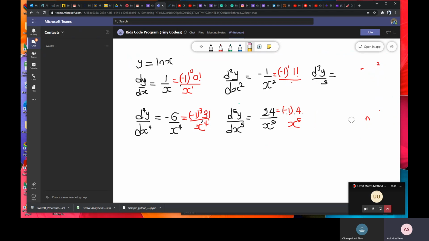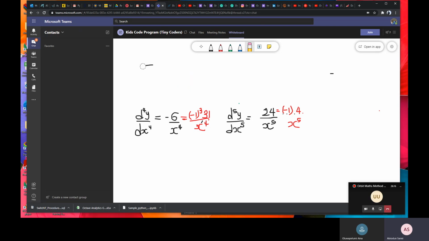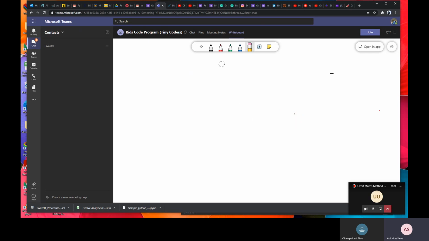So let me talk about sine. Now, if I have, let's say, y equals cos x, for example. Let me use sine x instead. So let's say y equals sine x. I'll find the nth derivative of this.